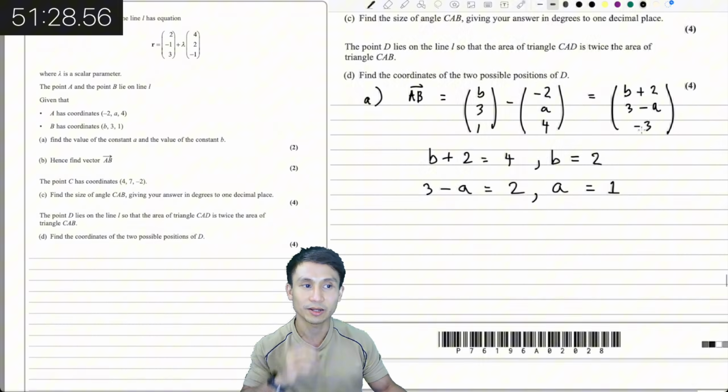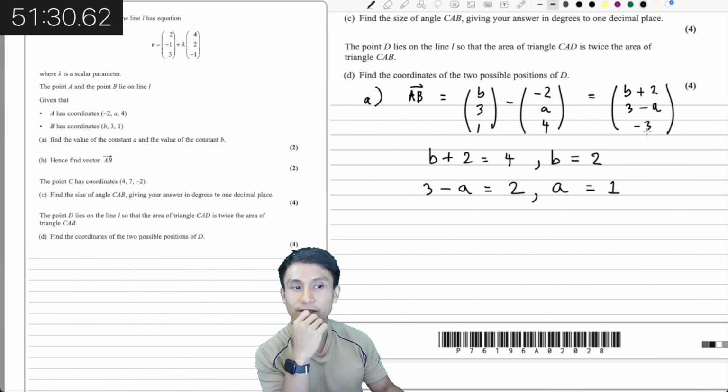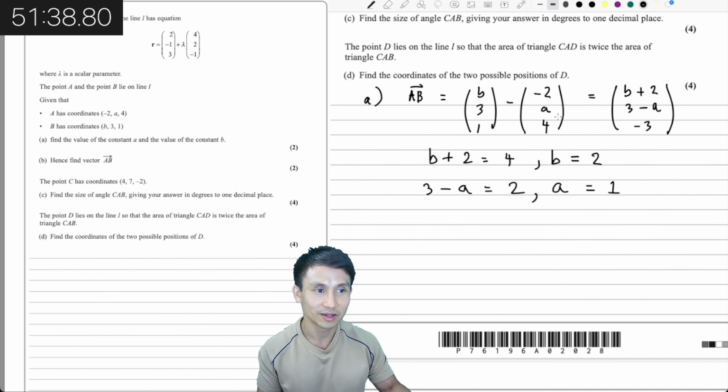Oh, hang on. Okay, this is not the way it is now. I think we've got to divide that by 3 first to make this actually equal. Right. Okay.